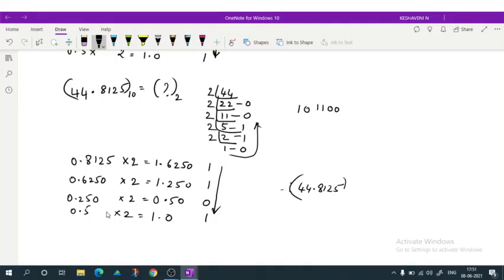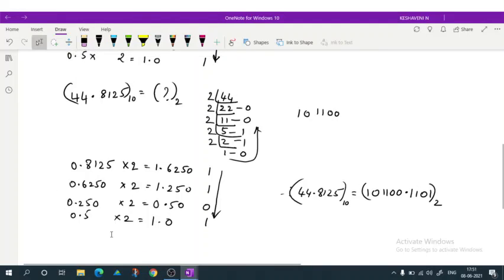Now therefore, 44.8125 in decimal is equivalent to: first you write down 44. 44 is 101100. For the fraction point you put a point. Then 8125 is 1101. This is the answer. Conversion from decimal to binary.